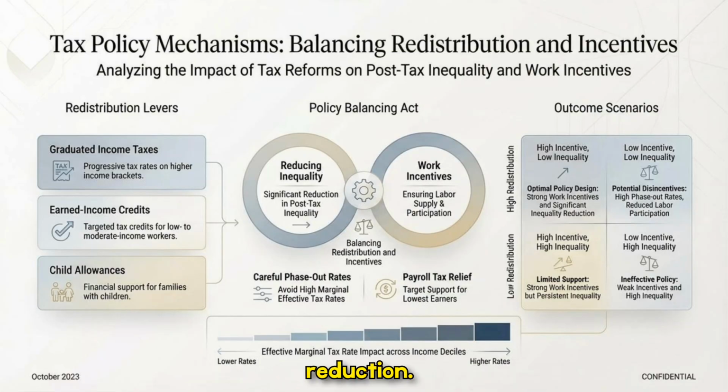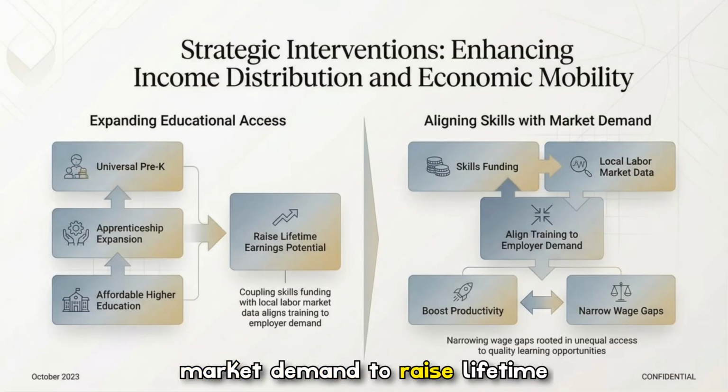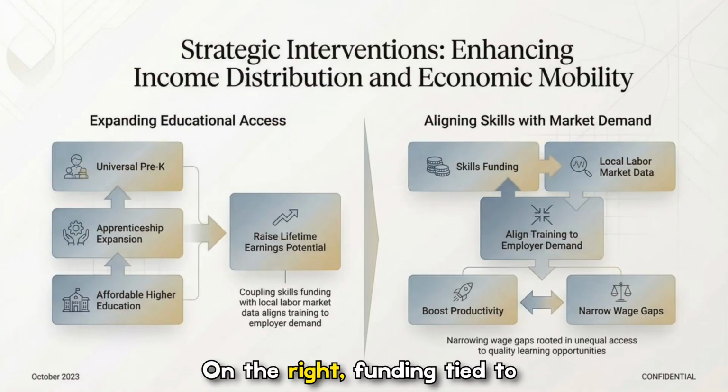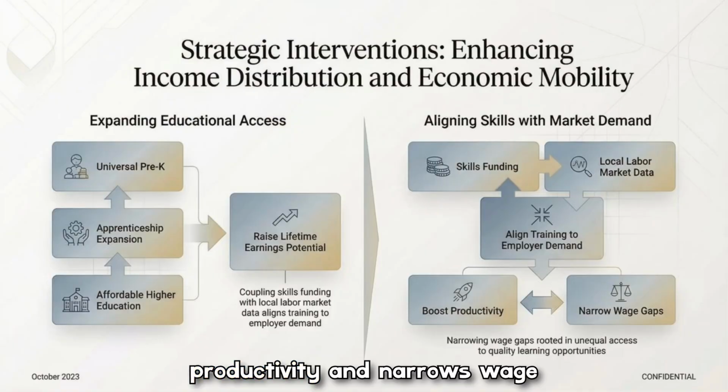Finally, strategic interventions focus on expanding educational access and aligning skills with market demand to raise lifetime earnings. On the left, universal pre-K, apprenticeship expansion, and affordable higher education widen pathways into good jobs. On the right, funding tied to local labor market data and employer-aligned training boosts productivity and narrows wage gaps rooted in unequal access to quality learning opportunities.